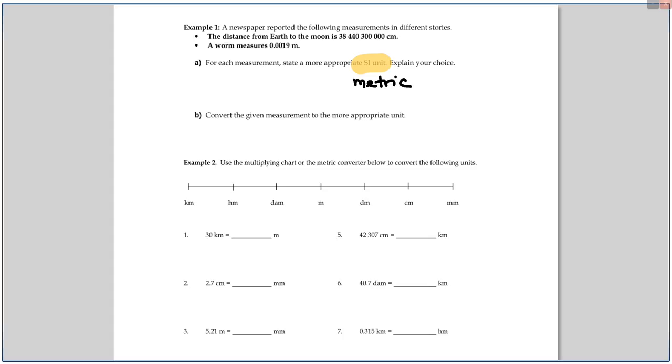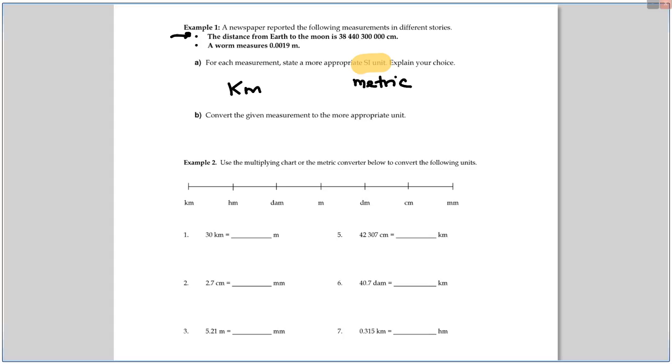Okay, so a more appropriate unit for the distance from the Earth to the Moon. Why would you use centimeters? That doesn't even make sense. This is 38 billion centimeters to the Moon. Why would you do that? What's a more appropriate unit? For System International, you have to use kilometer, not mile. Mile is imperial. Okay? So kilometer for the distance Earth to the Moon.